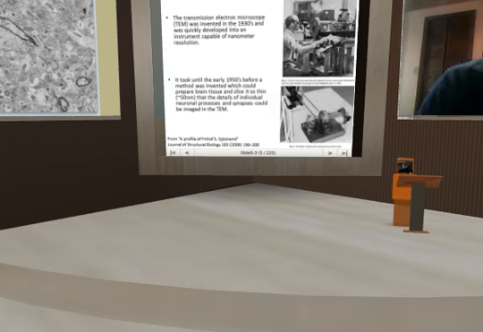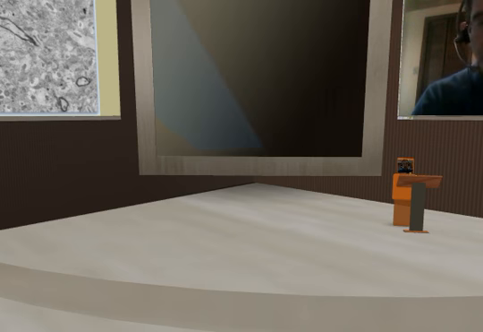So the transmission electron microscope, the TEM, was actually invented in the 1930s and was quickly developed into an instrument capable of nanometer resolution. It took until the early 1950s before a method was invented which could prepare brain tissue and slice it so thin, 50 nanometers or less, so that the details of individual neuronal processes and synapses could be imaged in the TEM.